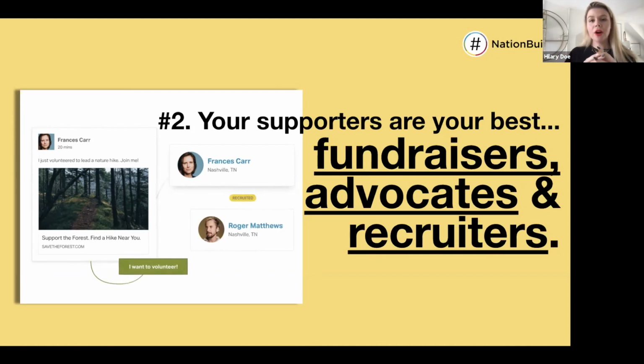So there are lots of things to remember here as you're taking this on, but it's really about equipping your people and giving them the tools they need to be effective advocates, fundraisers, recruiters. So if you hired someone to be a great recruiter for you or a great fundraiser, what would you give them and how would you equip them?